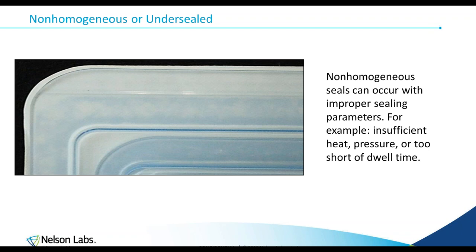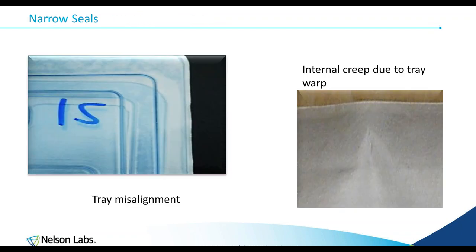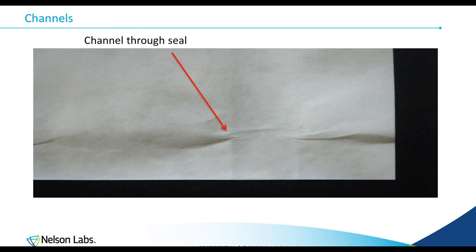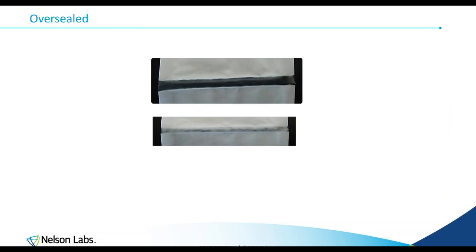Here's an example of a tray that has a non-homogeneous seal. You can see clear spots in the seal and the top seal. This is probably due to insufficient heat, pressure, or too short of a dwell time. This one, it was obvious, is tray misalignment, and then you have internal creep due to warping of the tray. Here's an example of a leak, a channel through the seal, that was observed during visual inspection.